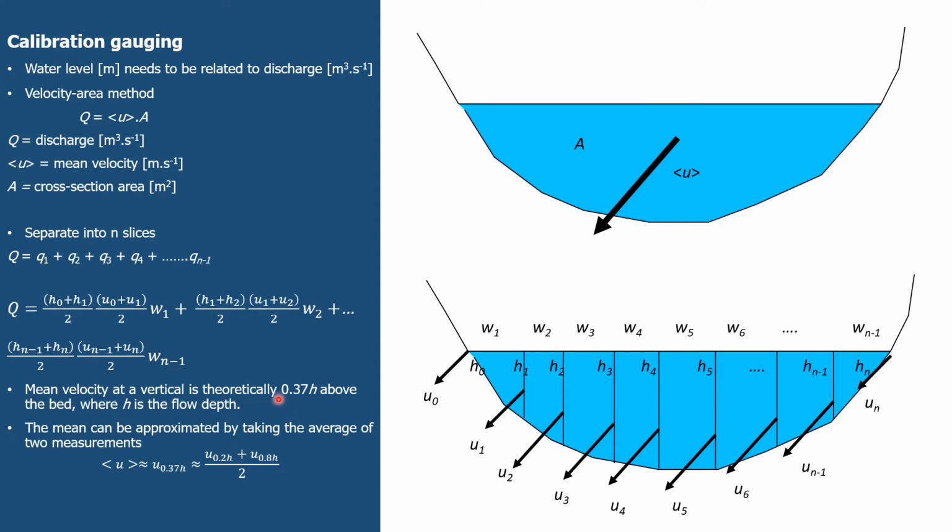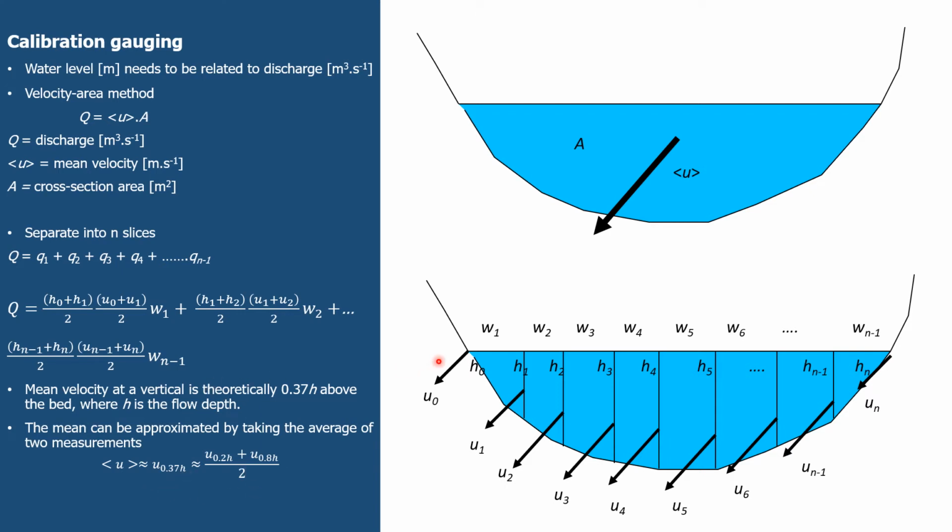Quite often, to improve the reliability of measurements, we would take two values. We'd take one 20% of the way up, one 80% of the way up, add them up, divide by 2. And that, again, theoretically is the same as the mean at 0.37.